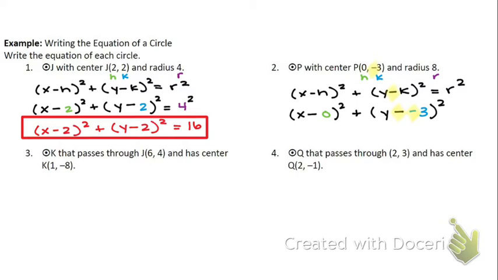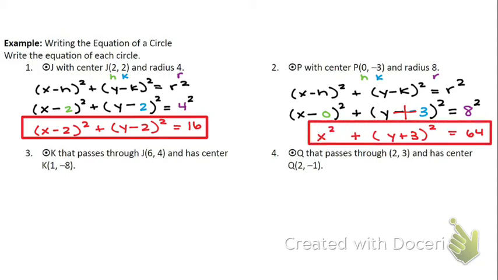You must have both of them, otherwise you will not write the correct equation. Equals my r value, which is 8 squared. Now I can go in and simplify. I didn't have to do anything on the left on number 1, but I do have some simplification to do over here. X minus 0, like we talked about earlier, is just x squared, plus minus a negative, of course, becomes a positive. So I have y plus 3 squared equals 8 squared is 64.